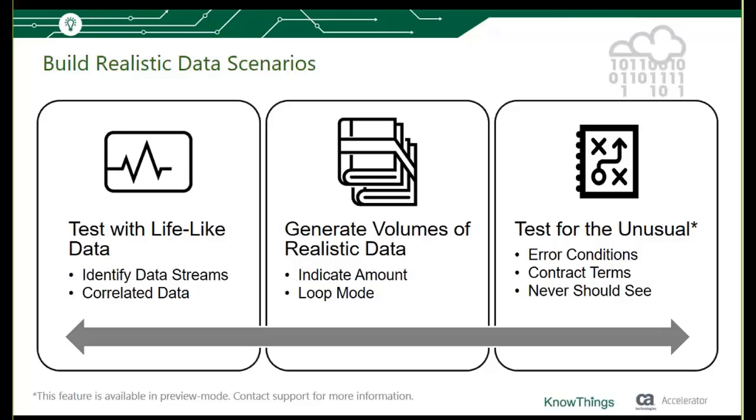The other thing that we've added just recently in our machine learning is being able to correlate the data of temperature and humidity. We understand those relationships now. We can also generate volumes of realistic data, so you can indicate how much synthetic data you want to generate, and we also have a loop mode, so you can generate synthetic data and have it loop back and stress test the system. And then test for the unusual, and this has a little star next to it.